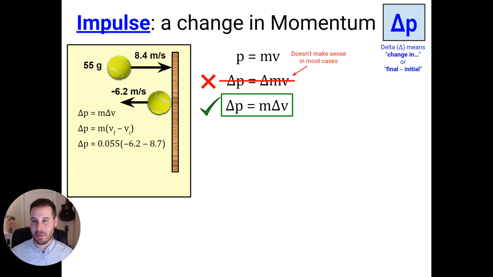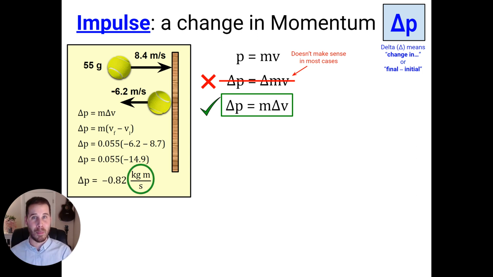So back to our problem. The final velocity is negative 6.2. And then our formula says minus initial velocity. And in this problem, that was positive 8.4. So those negatives are important to keep track of, obviously, because they're going to change your answers. You put all those numbers together, and your final answer for how much impulse the ball received is negative 0.82 kilogram meters per second. So the unit of impulse is the same unit as momentum.